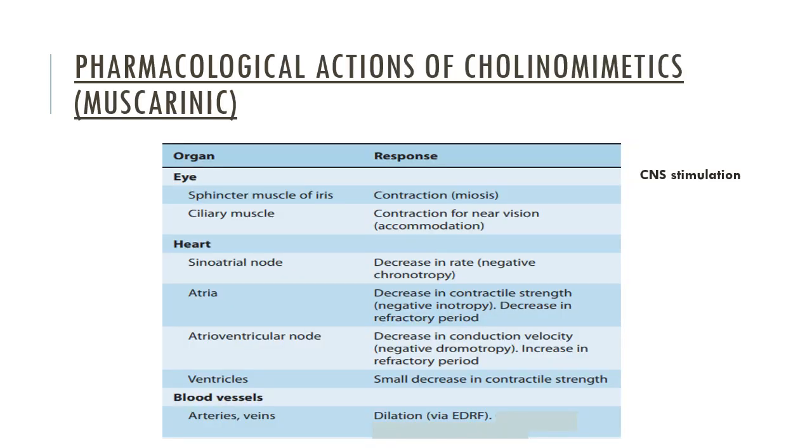Then different organs. What would be the effect if the parasympathetic system is stimulated? Number one is the eye. Ocular pharmacology, note on eye. As regards the effect on the sphincter muscle of the iris, the circular muscles, there will be pupil constriction.